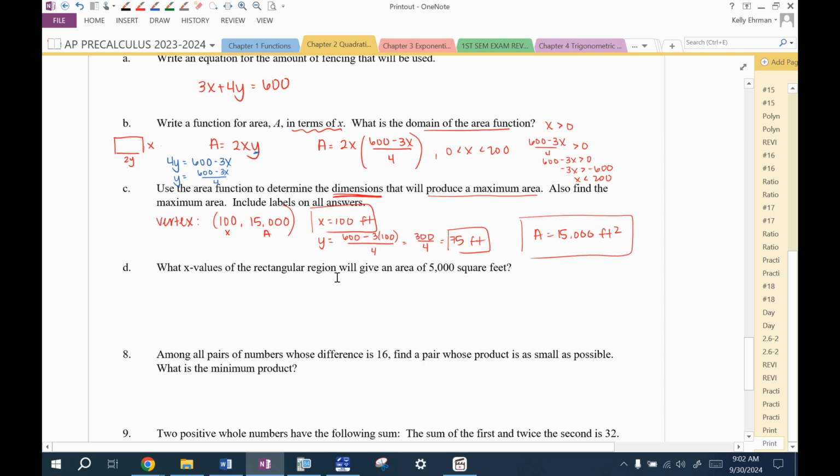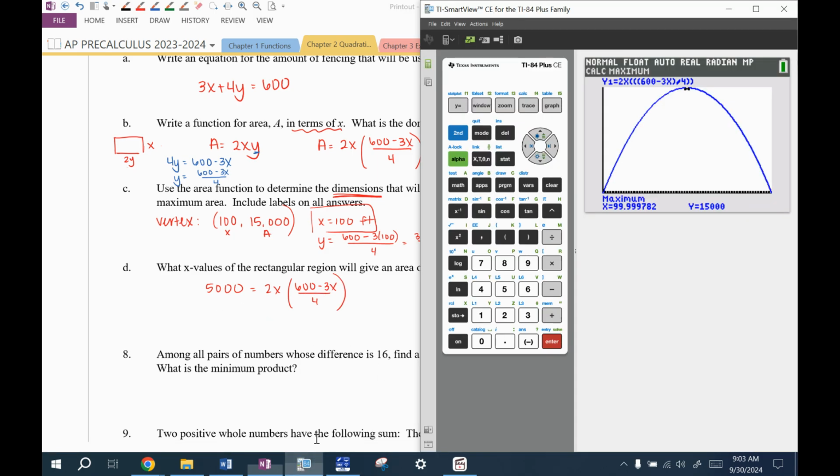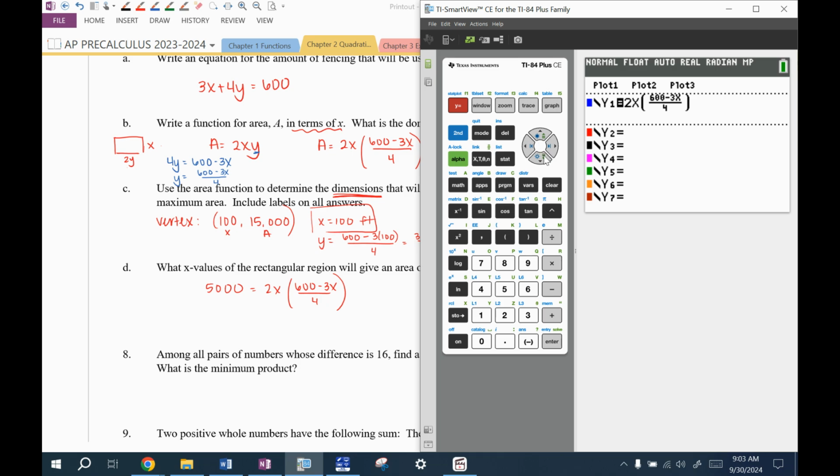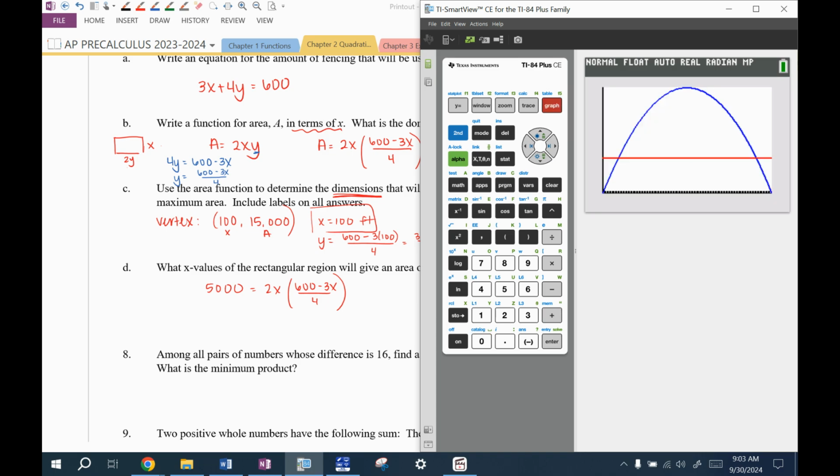What x values of the rectangular region will give an area of 5,000 square feet? So let's set our area equation equal to 5,000. So that equals 2x times this. And again, you don't want to waste time solving algebraically if you're allowed to use a calculator here. We already have the equation typed into y1. So we're going to put 5,000 into y2, and we're just going to graph again. It's already fit to the window.